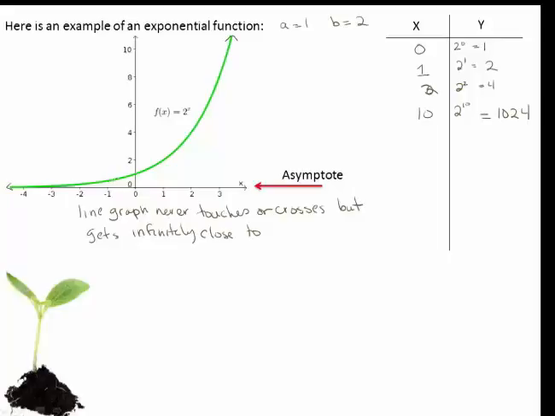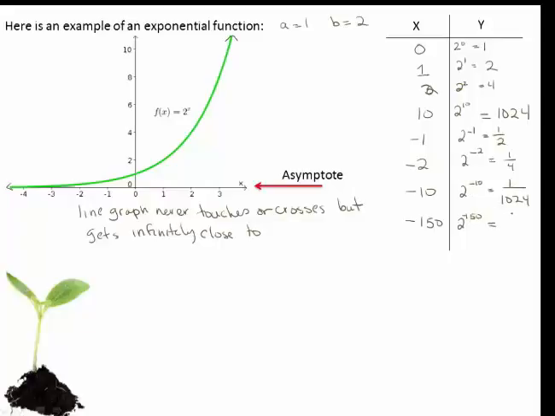And to show how we never actually approach or hit the x-axis, I'll go in the negative direction. If x is negative 1, I get 2 to the negative 1, which is 1/2. If x is negative 2, I get 1/4. If x is negative 10, I get 1 over 1024. And if we keep going, let's say I use negative 150, I'll have 2 to the negative 150.